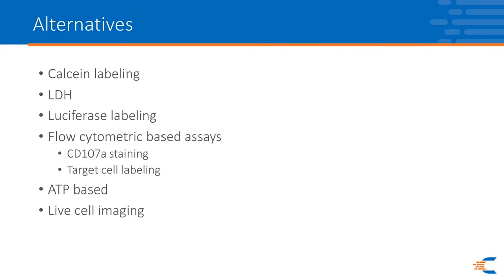We haven't worked with it very much, so I won't show any examples of that, but obviously you may see that used by others. And also kind of under the rubric of flow cytometric-based assays is labeling your target cells so that viability could then be measured by your cytometer. And I will show some examples of that. We've also worked with ATP-based readouts from the tumor cell. And of course, the live cell imaging is some of the data we most want to share because this is new to us and really exciting.